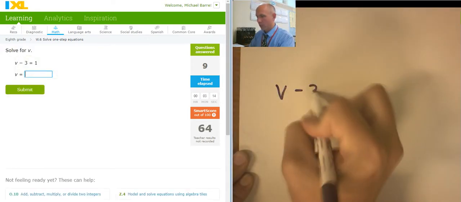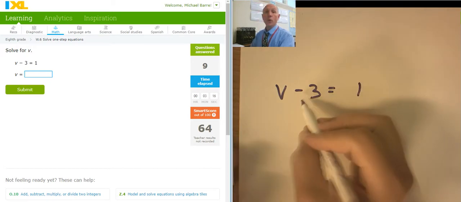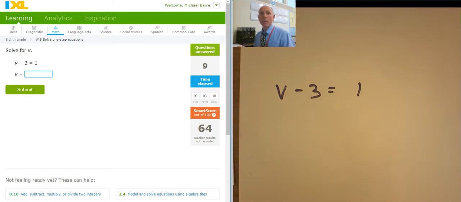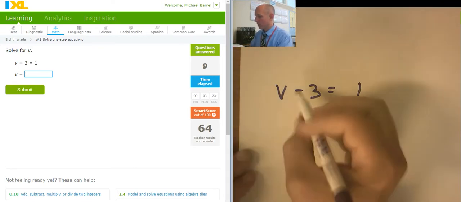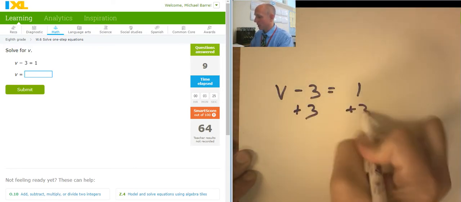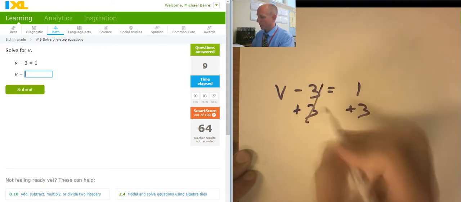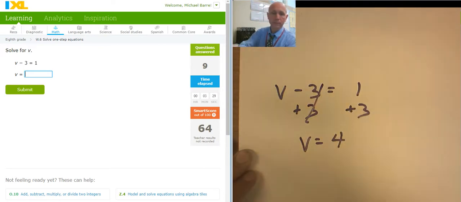V minus 3 equals 1. Who's the variable? V. Who's bugging it? Negative 3. What's he trying to do? Subtract. How do I fight subtraction? Addition. I'm going to add a positive 3 to both sides. I fight a negative 3 with a positive 3. They cancel out. V equals 4.